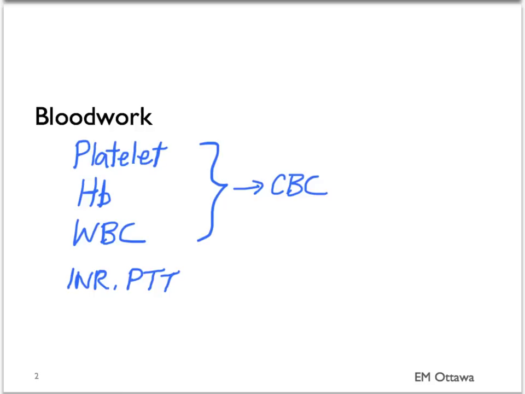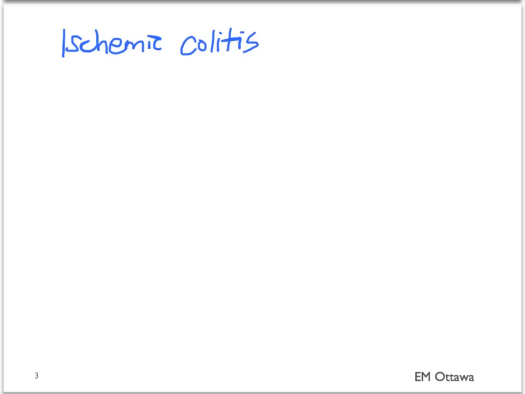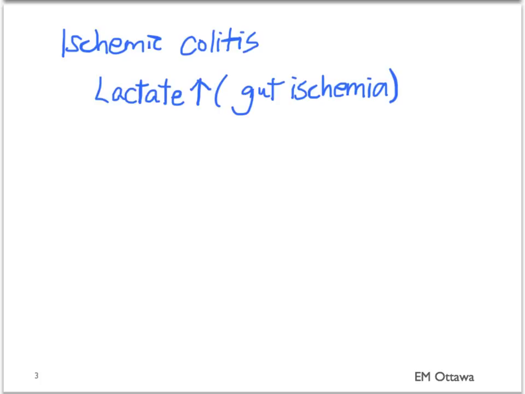A good trick of seeing if there is blood sitting in the GI tract is that if there is blood sitting in it, the degraded blood will be reabsorbed into the body, and that will make the BUN go up. Also, if the patient has become dehydrated from the bleeding, the creatinine will go up as well. In patients with GI bleeding from ischemic colitis, their lactate will go up. That's from the gut ischemia, and the patient will be in metabolic acidosis.